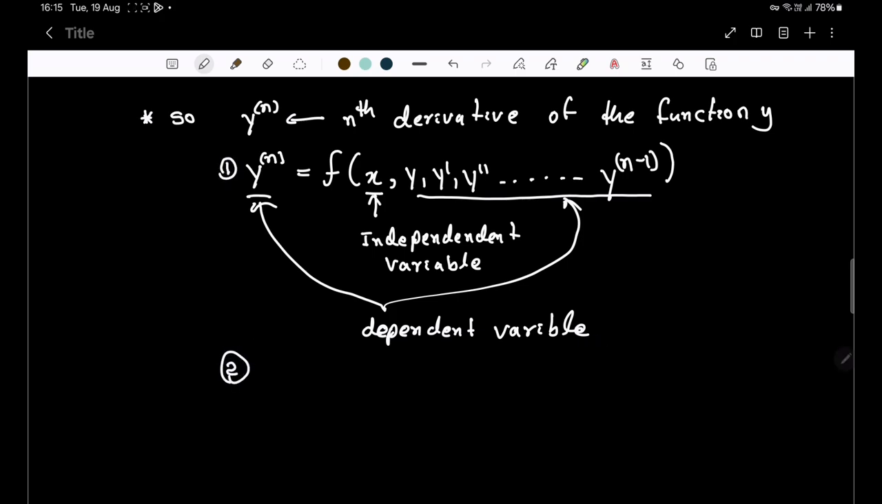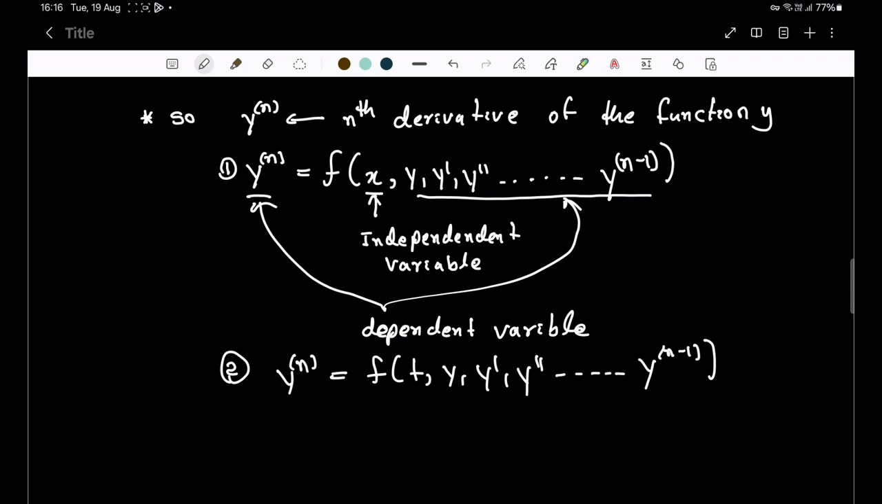Let's see another one. How to write the nth derivative of y with respect to the independent variable t. y^(n) equals f of t, y, y prime, y double prime, up to y^(n-1). So that's how we denote the nth derivative of a function y.